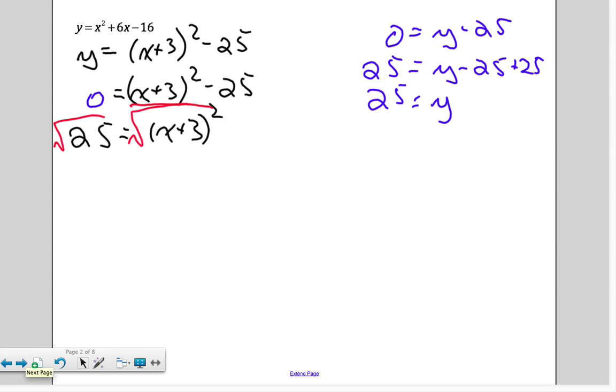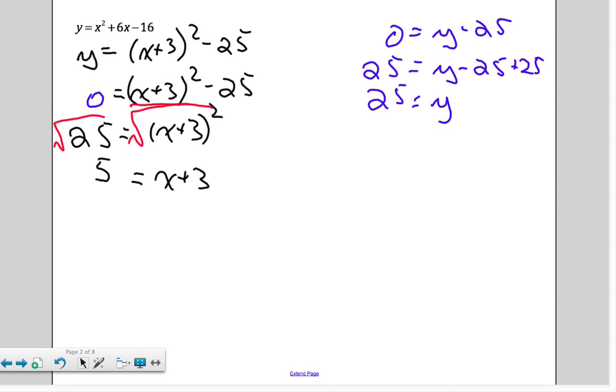Right? So the whole purpose of taking a square root was so that I'm left with x plus 3 over here. What's the square root of 25? 5. Is that the only answer for the square root of 25? In other words, is 5 the only number that you can multiply by itself to get 25? Yes. How many say yes?